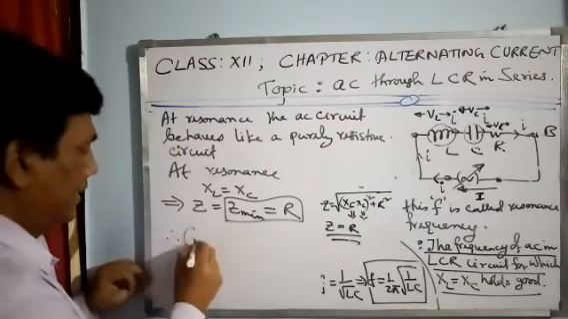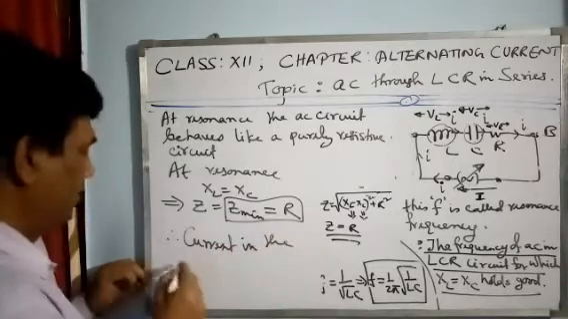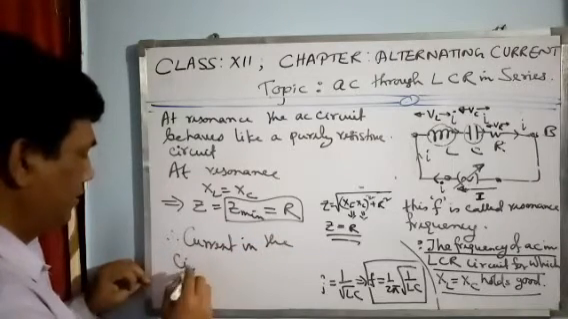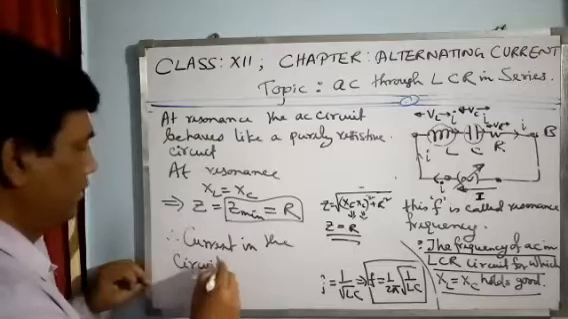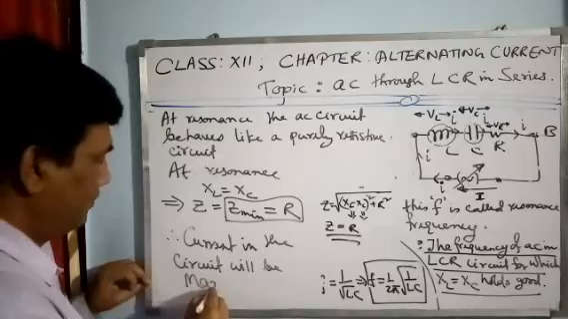Therefore, current in the circuit will be maximum.